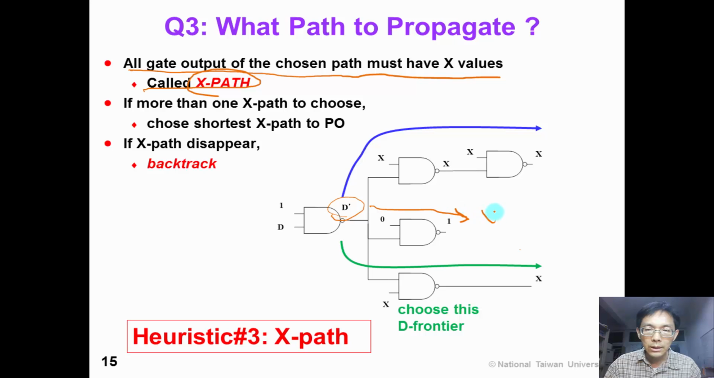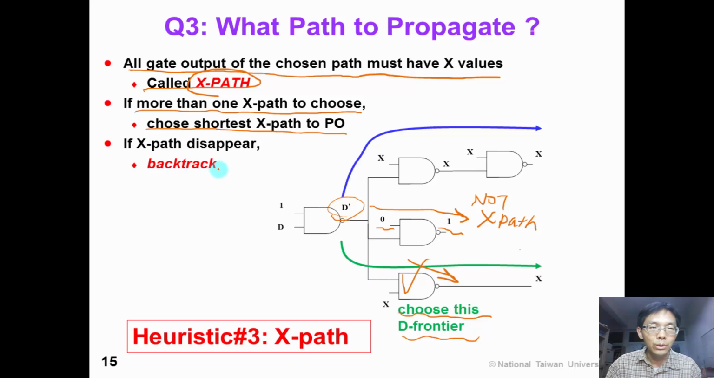This is not an X path because the values have been determined, so there is no X along the path. If there is more than one X path to choose, the PODEM algorithm proposes to choose the shortest X path. For example, the green path is shorter than the blue path, so we would choose this as the D frontier, and we would propagate through this gate.